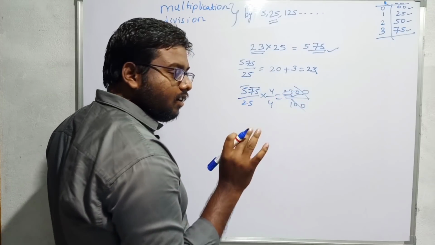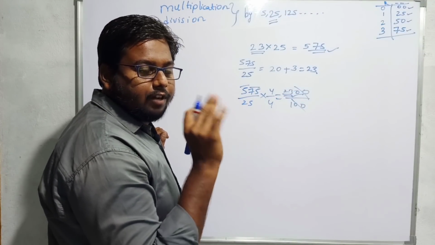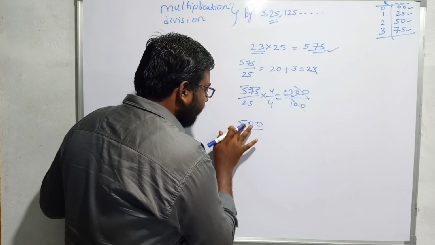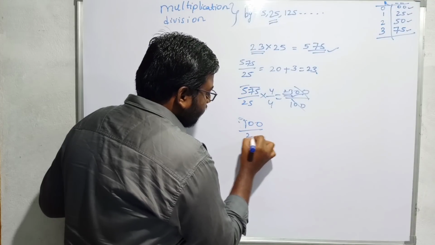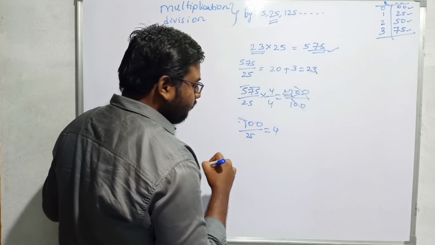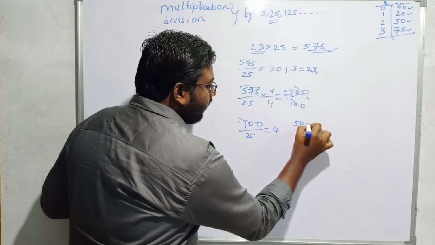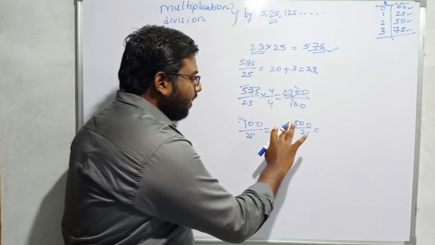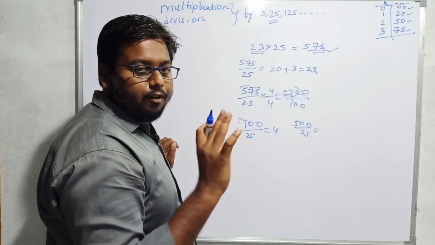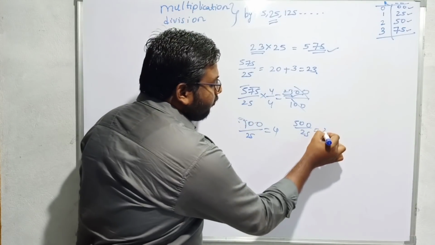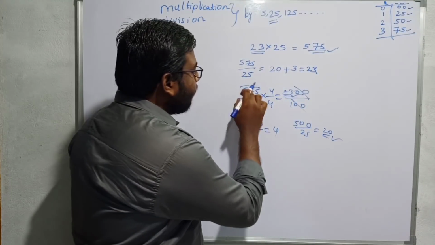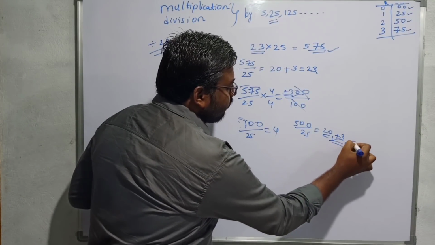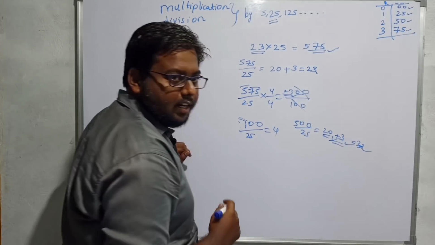What I want to say is, in every 100 we have 4 25s. In 500, there will be 4 into 5, that is 20 25s. In 75, there are 3 25s. So if you add 3 to it, you get 23. This is the main reason behind it.